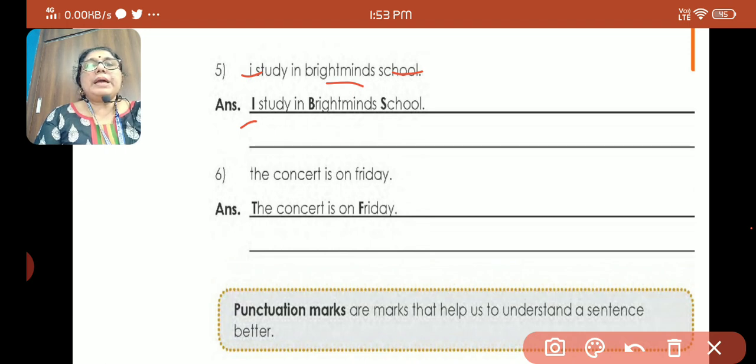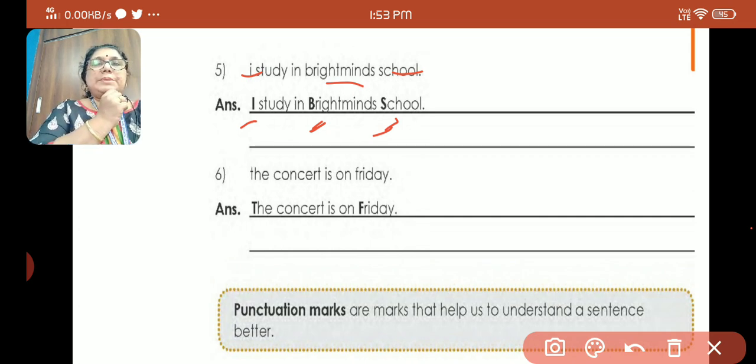So it is called Bright Minds. So B should be the beginning of the Bright Mind. B should be capital. And school, S is capital. Got it? Got it, children? I, beginning of a sentence, pronoun I is written in capital. Bright Minds, B is written in capital, and S, again school, S is written in capital. Then we end the sentence with a full stop. Got it? Now let's go to the sixth sentence.